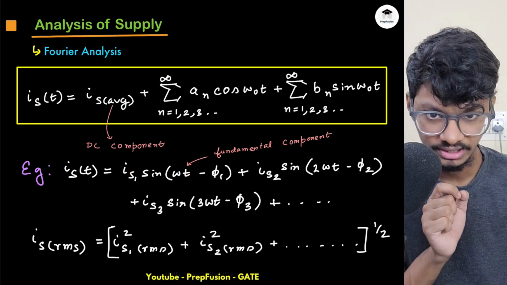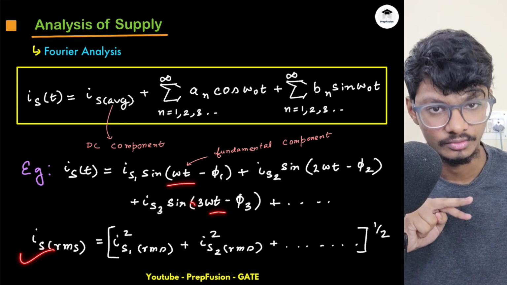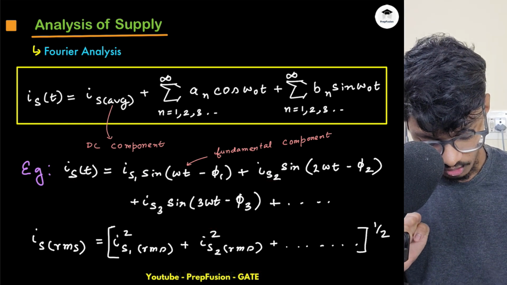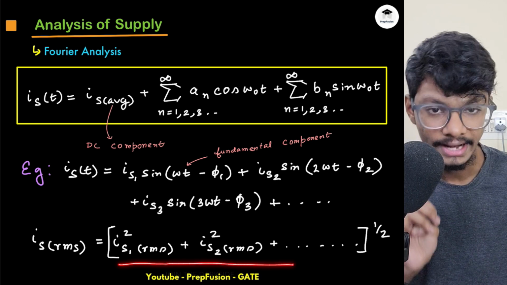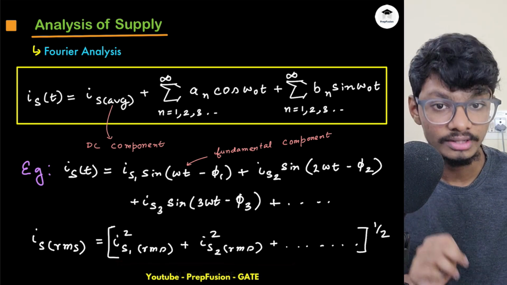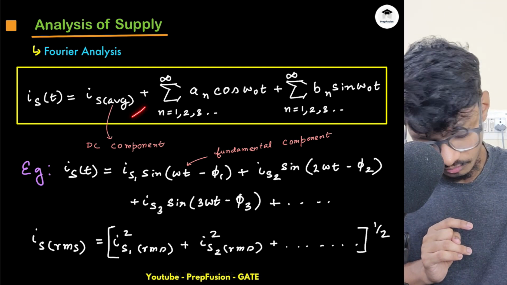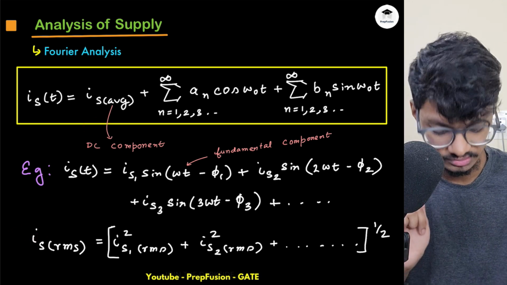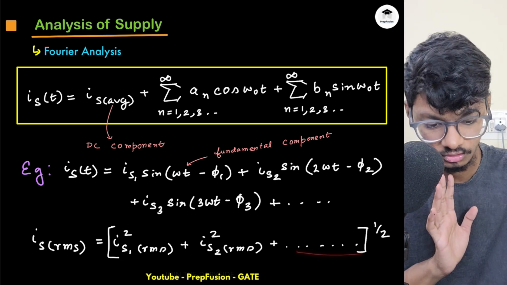And then if I want to compute the RMS, this I have told in my network theory classes as well, how to compute the RMS for different frequencies. Basically, all of these are orthogonal, so I can directly square and add them, because all of them are orthogonal to each other. I will remove the DC component. If there is no DC component, then my IS RMS will be something like this: IS1 RMS whole square plus IS2 RMS whole square plus and so on.